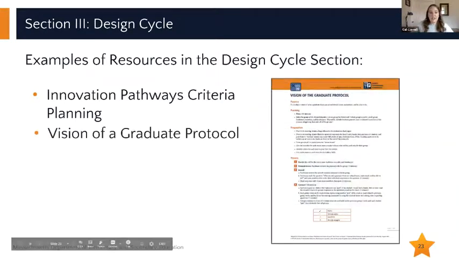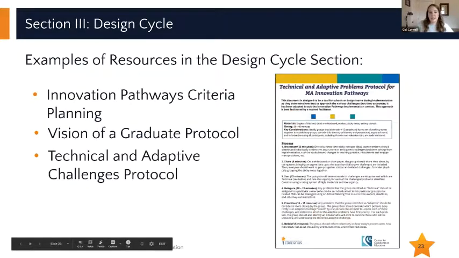We have in this section a vision of a graduate protocol, which can help you to develop a vision of what a graduate from your school should know, understand, and be able to do. It can also be used to develop what a graduate from your pathway program should know, understand, and be able to do upon completion of your pathway. And so many of you might be familiar with developing vision of a graduate protocols overall. This tool might be able to help you either do school-wide visioning or also program-specific visioning.